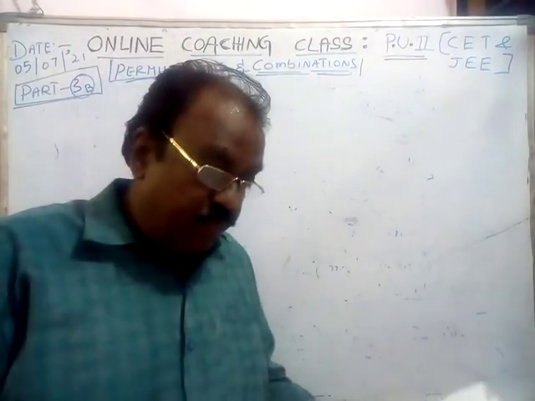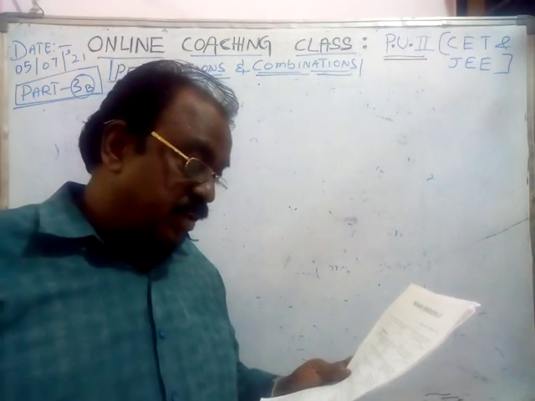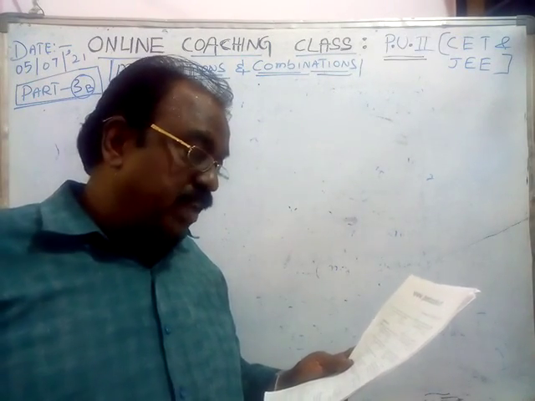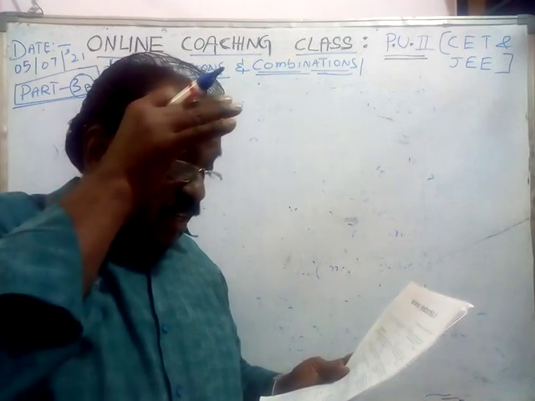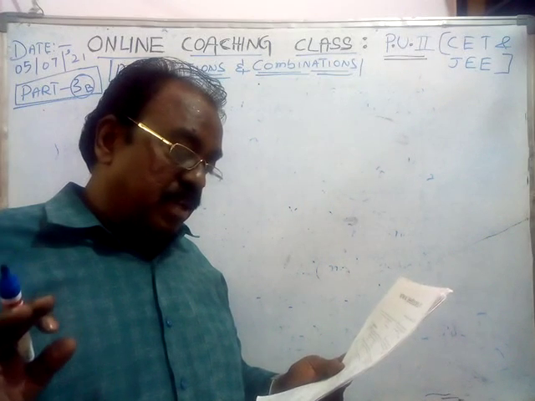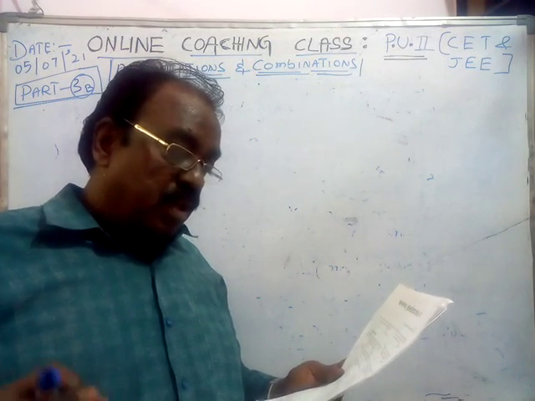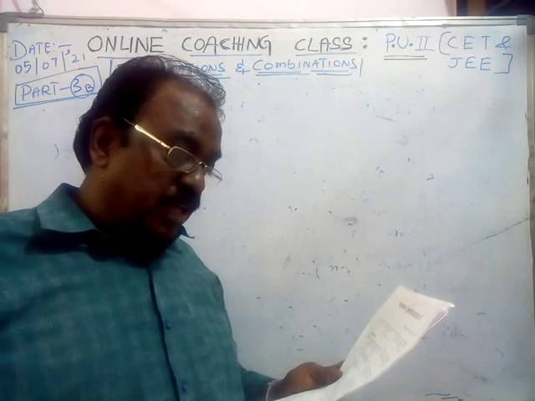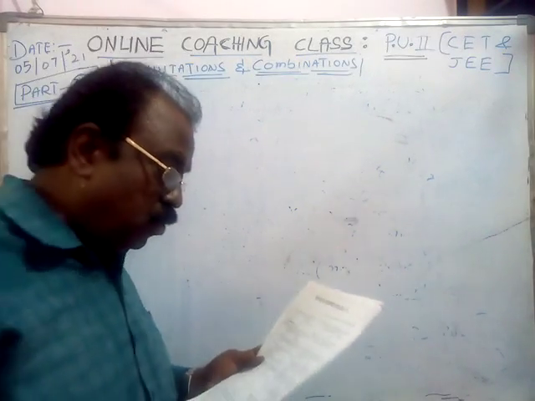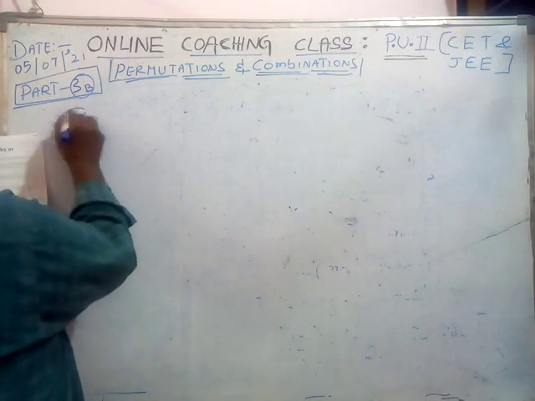Next problem. Some problems I want to solve. You see, problem 49 is a different one, 48 is also a different one. Problem 48: a 5-digit number divisible by 3 is to be formed by using the digits 0, 1, 2, 3, 4. A very good concept.